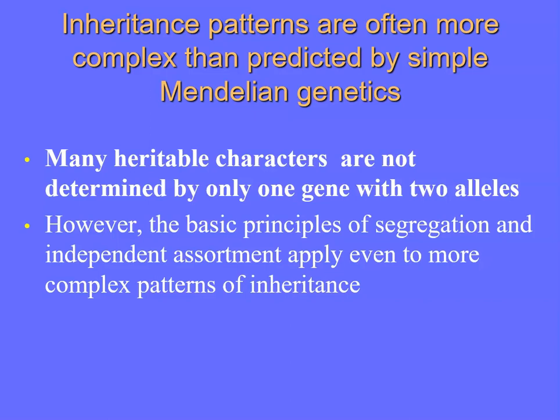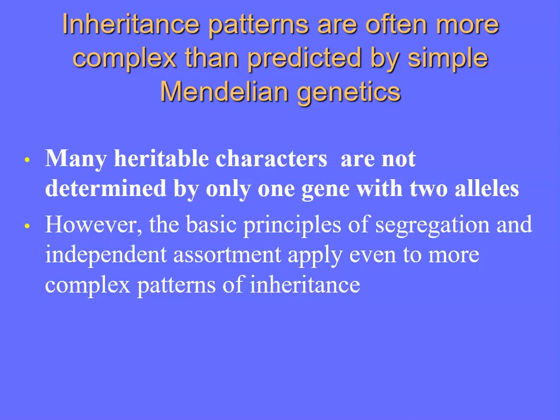So as we continue on with Chapter 11, we're now going to be moving away from some of the Mendelian genetics experiments related to pea plants and look at some more complex patterns of inheritance that go beyond what Mendel looked at. And the reason for this is because some traits are not determined by just a dominant and a recessive allele like Mendel's pea plants were. Many heritable traits are not only determined by one gene with two alleles, like the case with the pea plants.